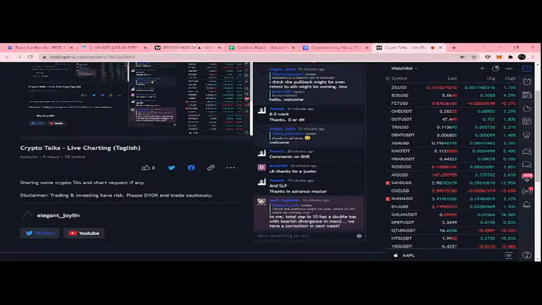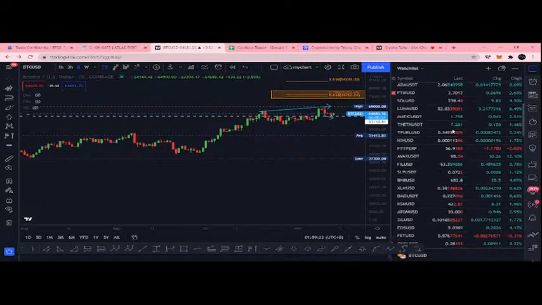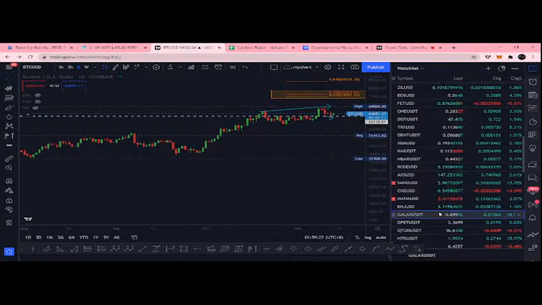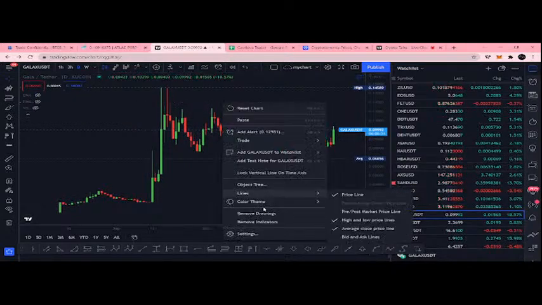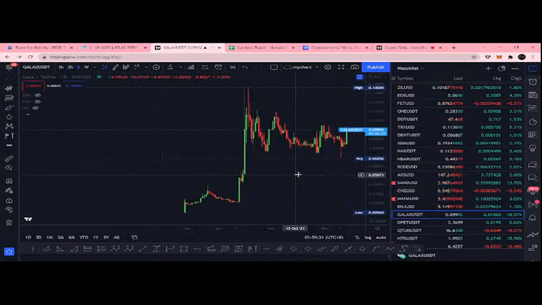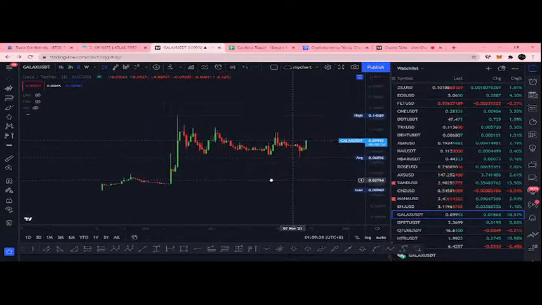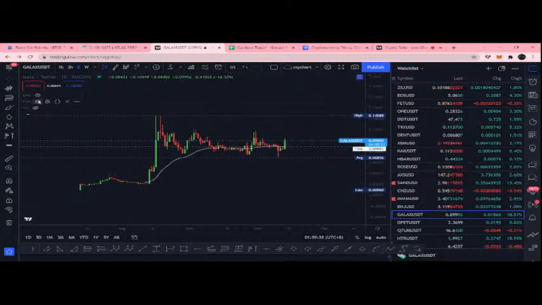Oh, does someone trade Galaxy? Yeah, it's actually spot, and I'm not normally trading spot. Let's just try to look at it. It's up 18%. So what's the catalyst for it?